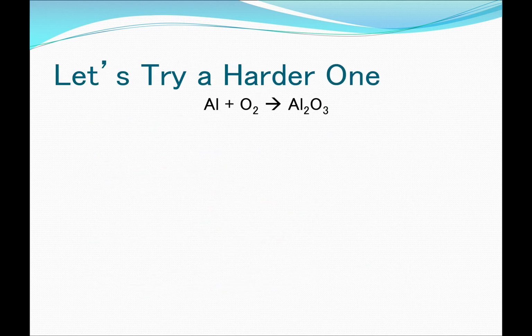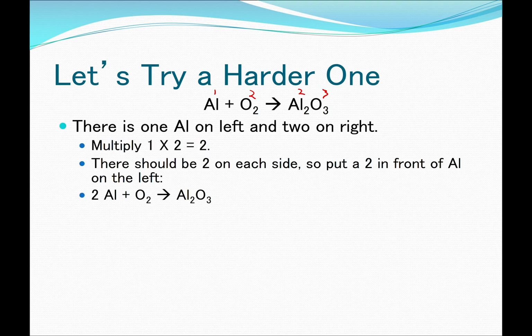We'll try a little harder one. Again, I like to start with identifying how many we have here. That's 1 aluminum, 2 oxygens, 2 aluminums, 3 oxygens. 1 aluminum on the left, 2 on the right. We multiply. There should be 2 of each on both sides, so we put a 2 in front of the aluminum.